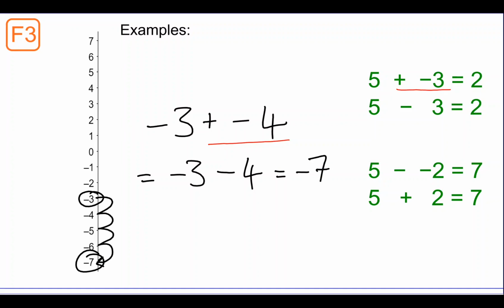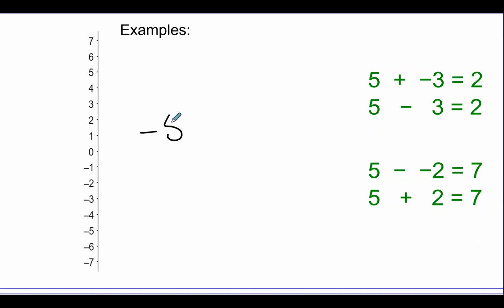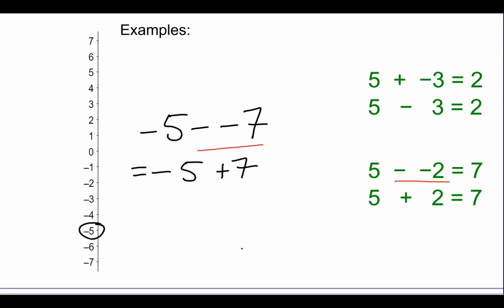And the last example, negative 5 take away negative 7. We're taking away a negative number, so it's this rule here. So I can replace that with negative 5 plus 7. Those are equal. I can use a number line once again. Negative 5 plus 7 means go up 7. 1, 2, 3, 4, 5, 6, 7 equals 2.